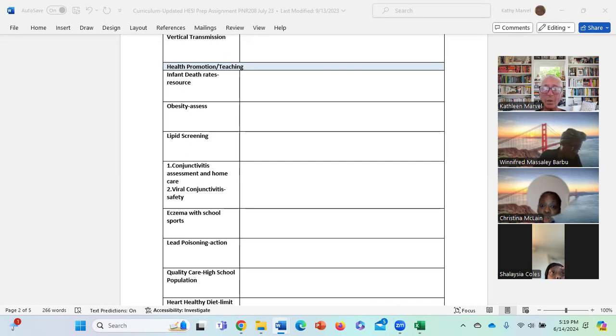What happens with eczema in school sports? Why do kids get eczema doing school sports? What's the cause of it? Well, one of the most common causes is sweating, right? Sweating, rashes, football helmets, baseball helmets, equipment.